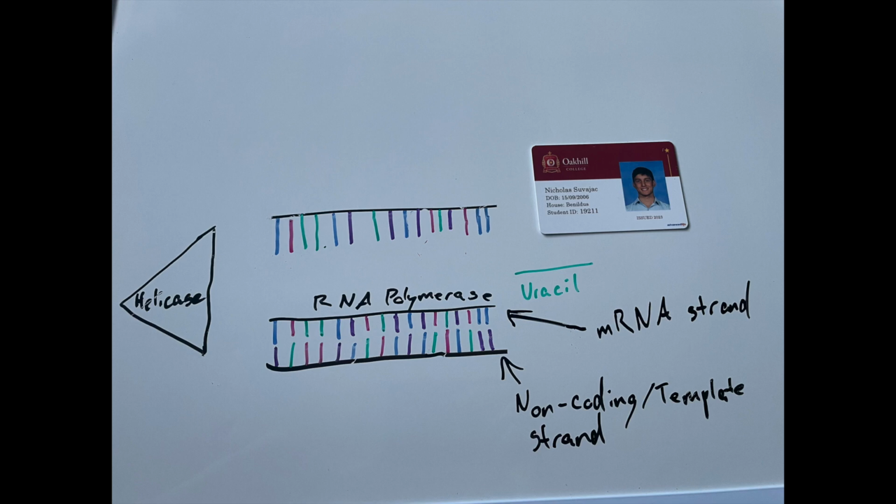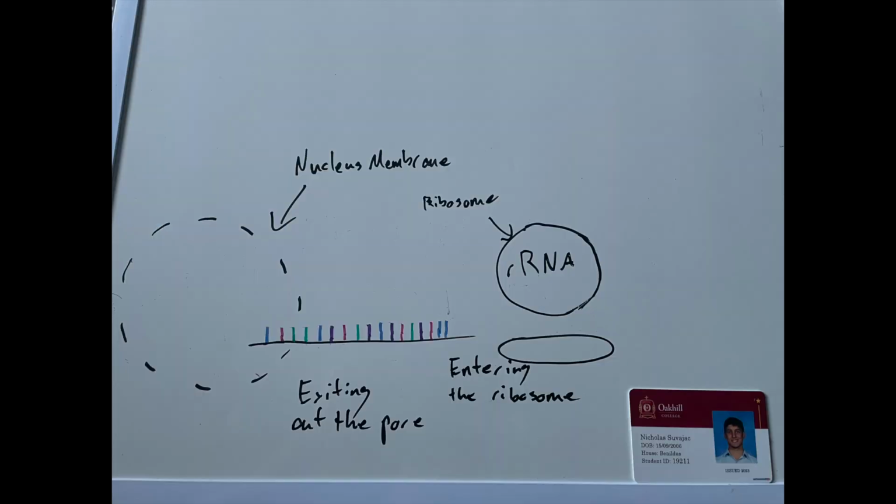This strand is almost the same as the regular DNA, however thymine is swapped with uracil as the base. When the strand is made completely, it removes itself from the DNA and exits through the pore of the nucleus to enter the cytoplasm.